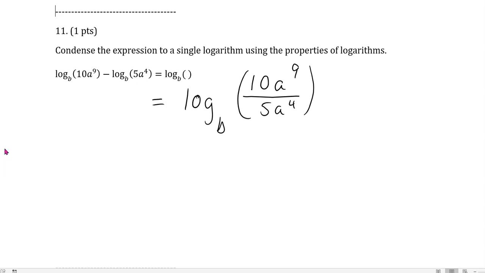Of course, you should reduce whenever you can, so 10 divided by 5 would give us a 2, and a to the 9th divided by a to the 4th gives us a to the 5th. That's using the exponent rule that when the bases are the same, both a, we subtract the powers. 9 minus 4 gives us a to the 5th. The most condensed form then is log base b of 2a to the 5th power.